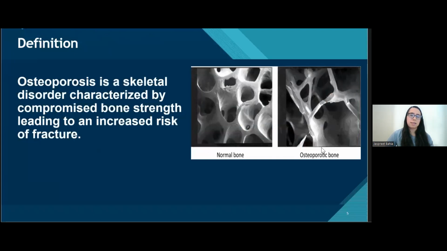There's also primary and secondary osteoporosis. Primary osteoporosis is postmenopausal or senile osteoporosis that happens due to hormonal changes with aging and just due to normal bone loss that occurs with aging. Secondary osteoporosis is due to other causes such as medication use or certain diseases that lead to bone loss at an accelerated rate.